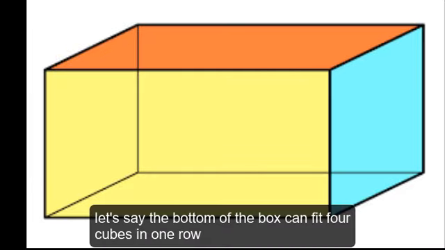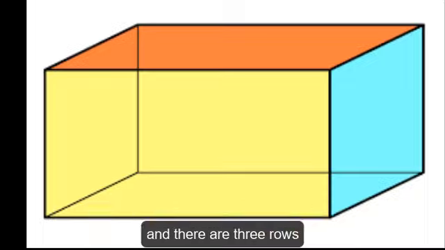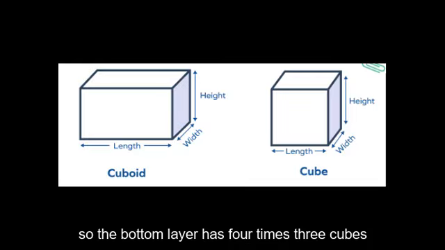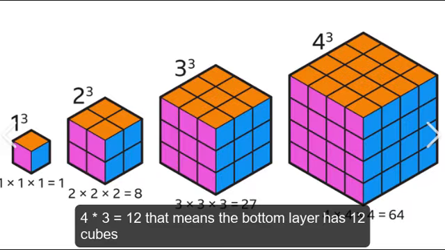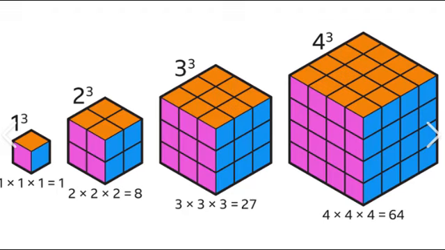Let's say the bottom of the box can fit 4 cubes in one row, and there are 3 rows. So, the bottom layer has 4 times 3 cubes. 4 times 3 equals 12. That means the bottom layer has 12 cubes.